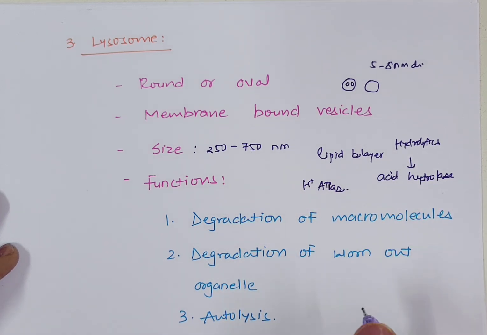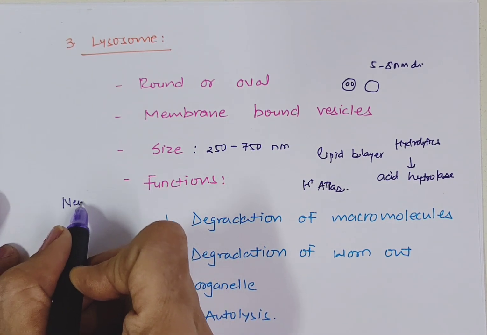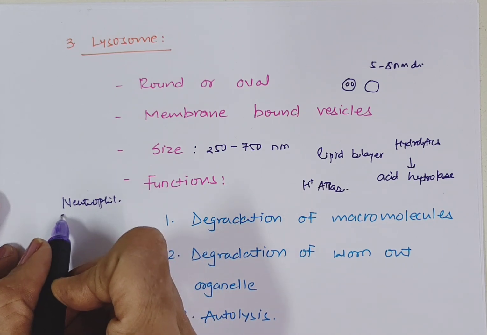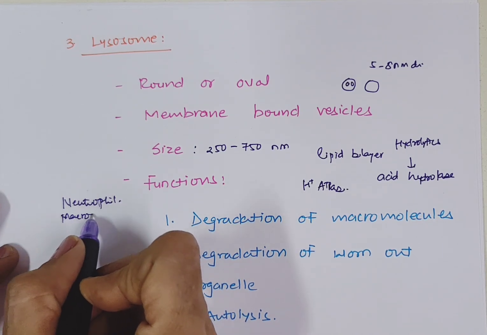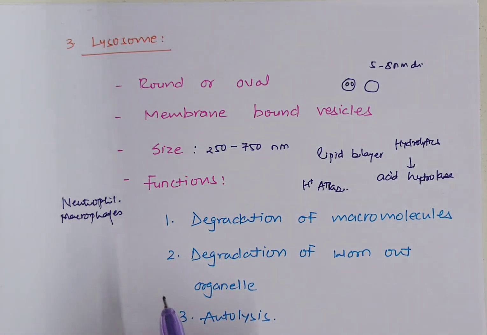These lysosomes are present in large amounts in cells having phagocytic activity. Which are our phagocytic cells? The important ones are neutrophils and macrophages. They have a large amount of lysosomes. Now, what are the functions of lysosome?